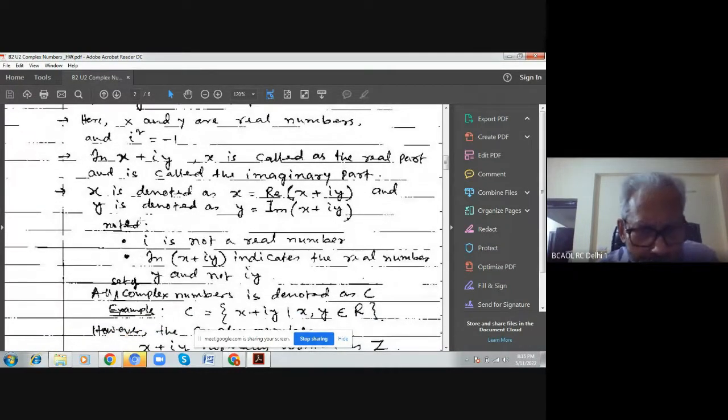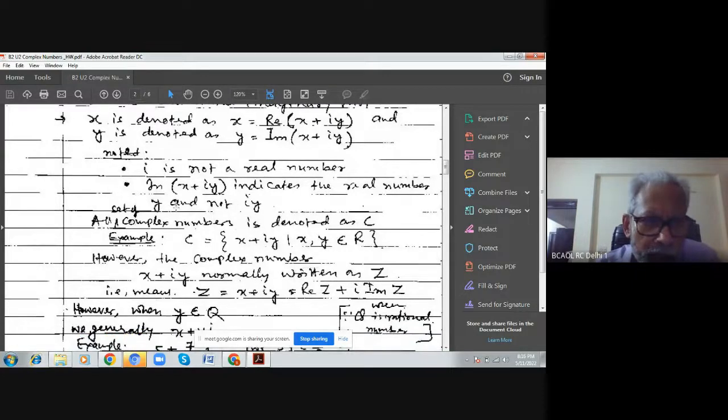It is to be noted, you have to note in the mind, that i is not a real number, and x plus iy indicates the real number y and not iota y. You just don't confuse all these things. Simply remember there are two parts: one is the real part, another is the imaginary part. That's enough. And i squared is equal to -1. If you remember these things, then during the solution you will not get much problem.